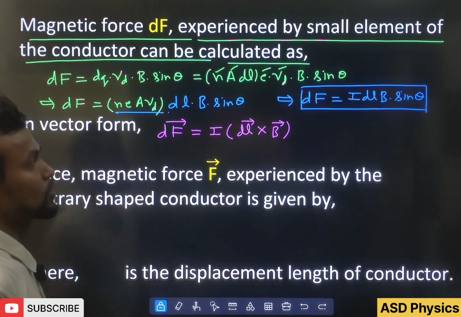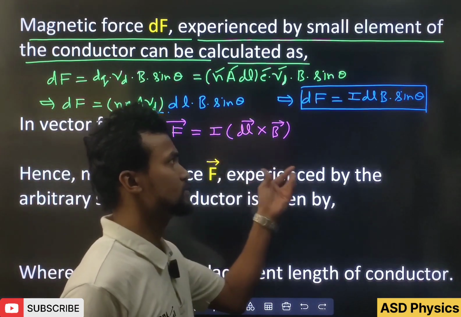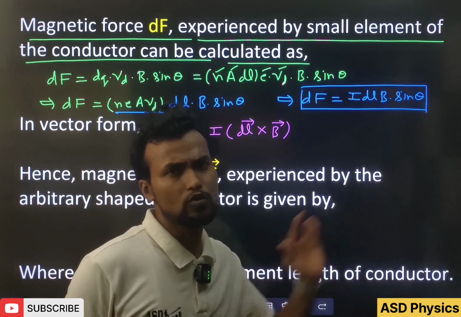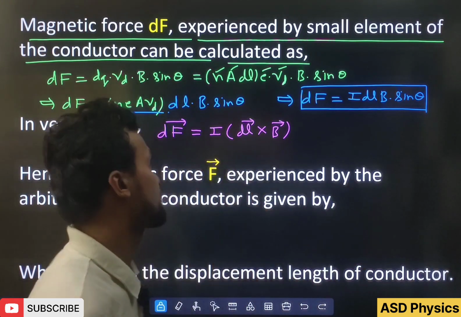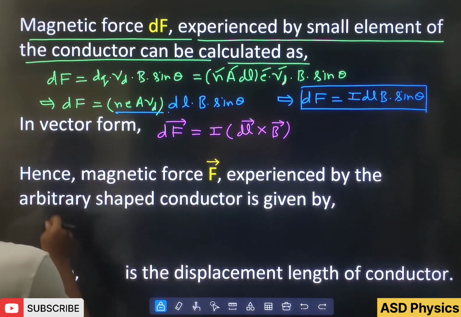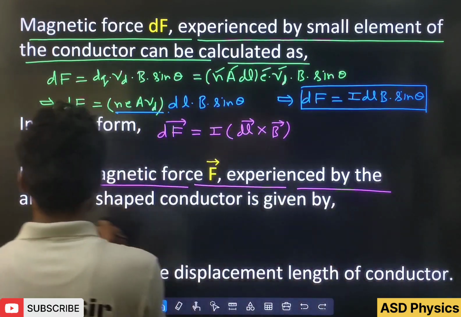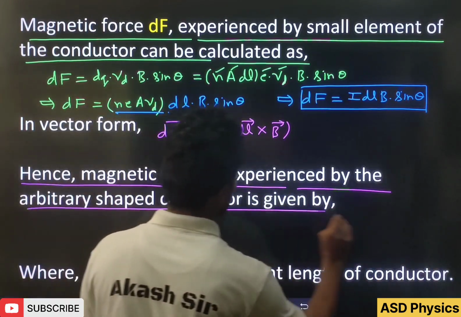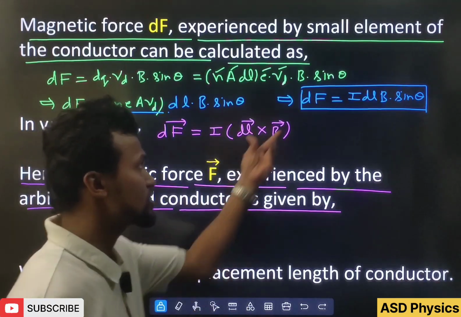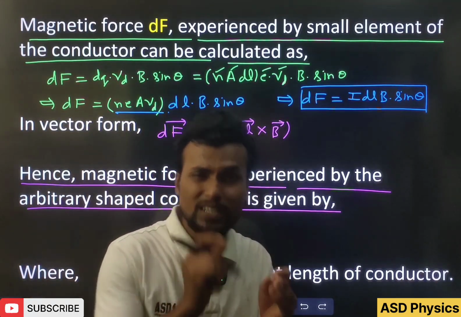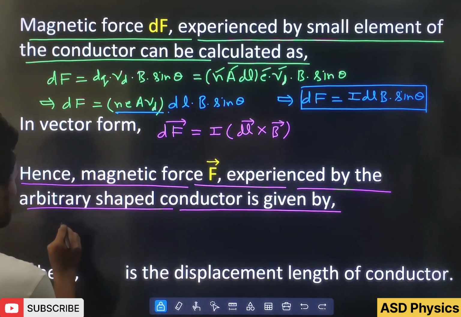What is this? dF equal to I dl cross B. Here, the magnitude of dl cross B means dl into B into sine theta, but this is the vector form. Now let's see the next one. Hence, the magnetic force F experienced by the arbitrarily shaped conductor is given by, because this is the force on a small current element dl. So if I want to know the total force, what do we have to do here?